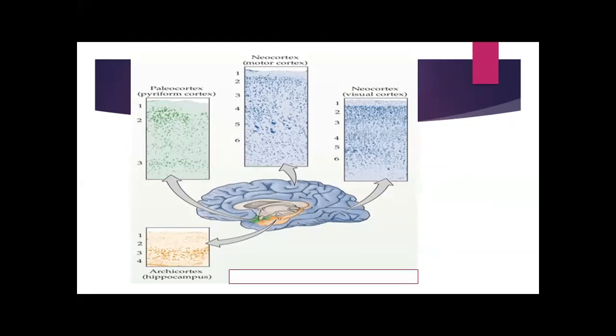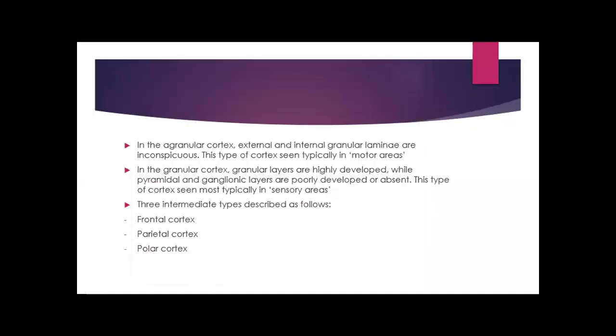The 4-layered archicortex, which is present in hippocampus, and the 3-layered paleocortex or piriform cortex. In the agranular cortex, external and internal granular laminae are inconspicuous.